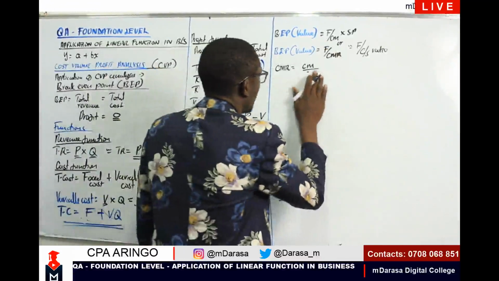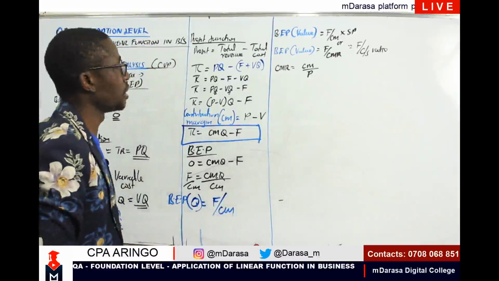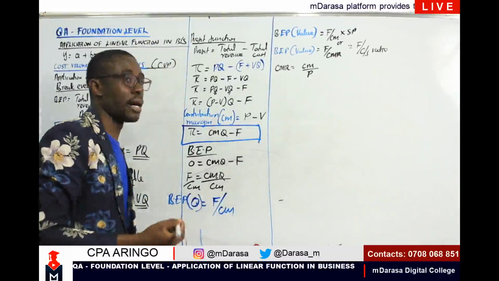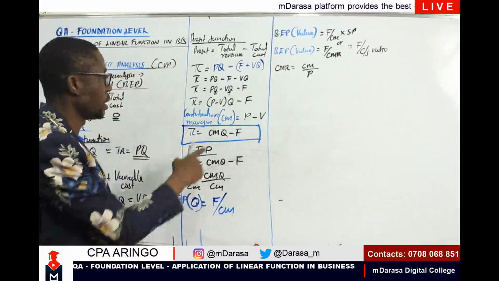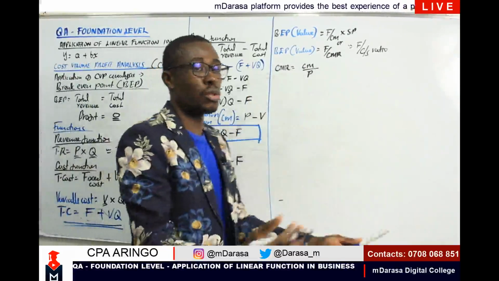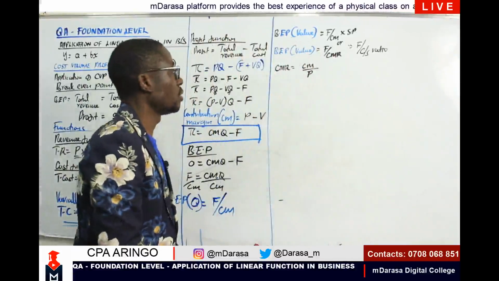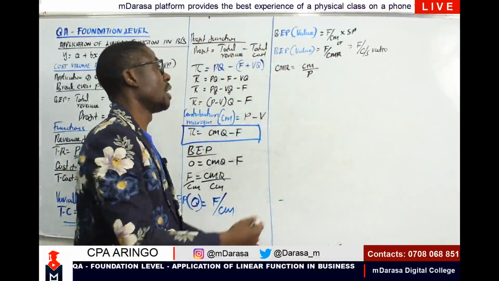Basically, normally denoted by P. Just take P. That should give us our CMR. We are taking our contribution margin. Recall how to determine our contribution margin. We divide by P. That will give us CMR.